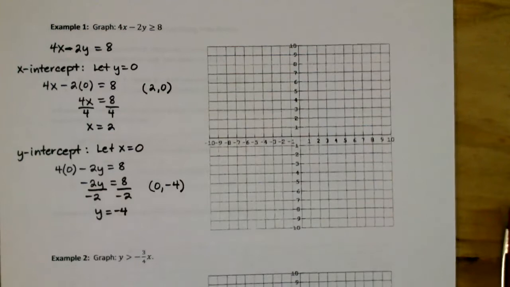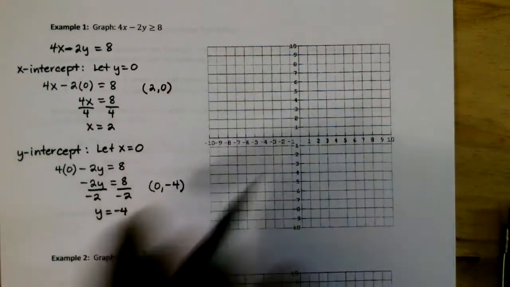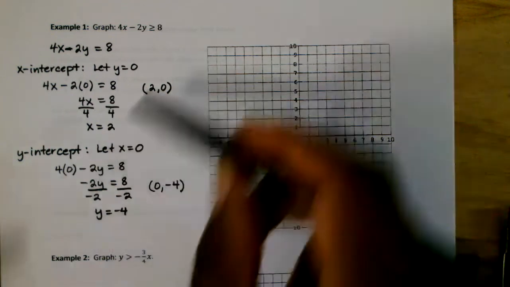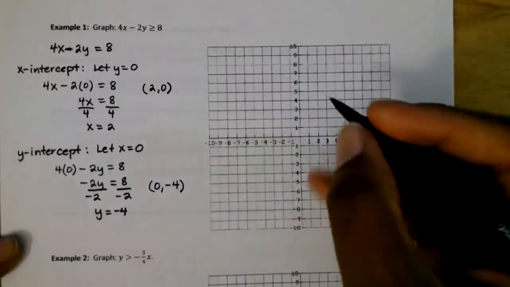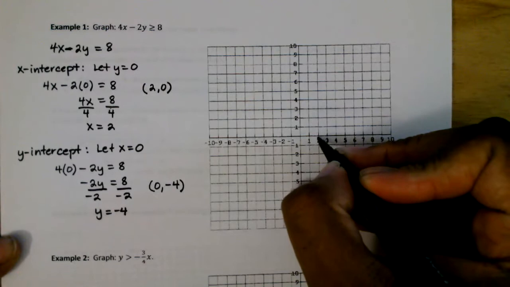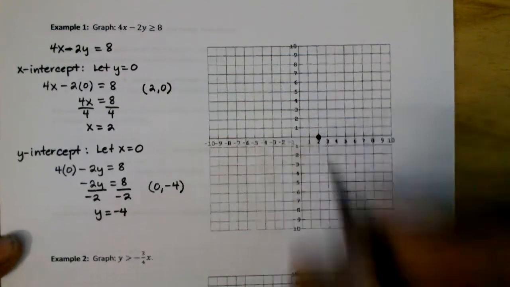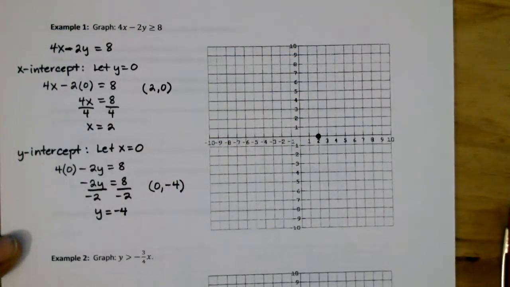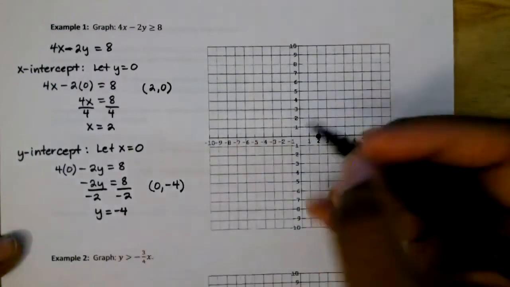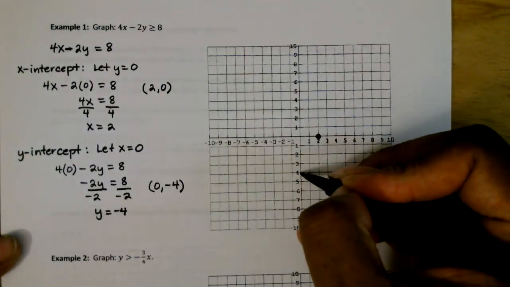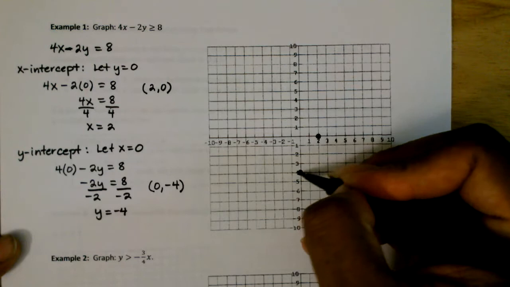Now, since it only takes 2 points to make up a line, I'm going to go ahead and plot those intercepts on the coordinate plane. My x-intercept is 2, 0. So I go to the right 2 and draw the point on the x-axis like this. And then the y-intercept is 0, negative 4. So I stay at 0 and go down 4 and draw the point.